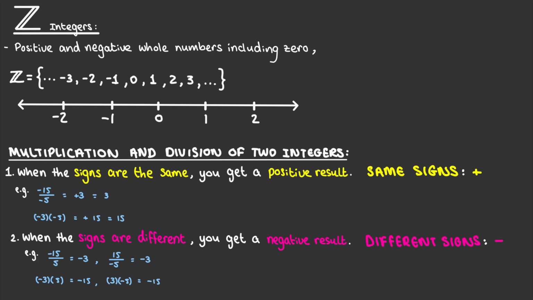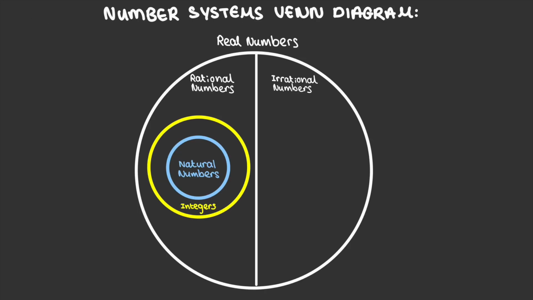So to conclude this section, we can say that multiplying or dividing with the same signs gives us positive results, and multiplying or dividing with different signs gives us negative results. Here is a Venn diagram representing what we have looked at so far. Venn diagrams are very useful in illustrating how different sets interact with one another.